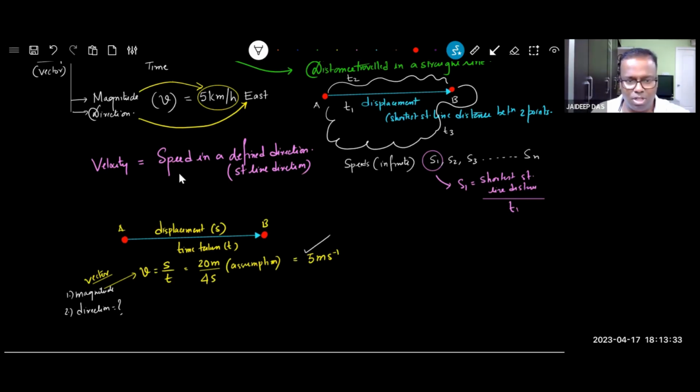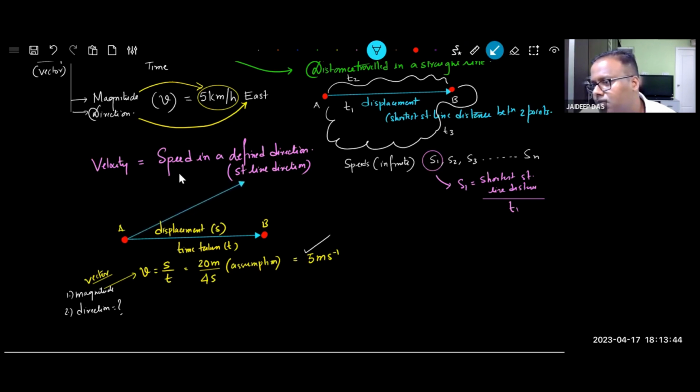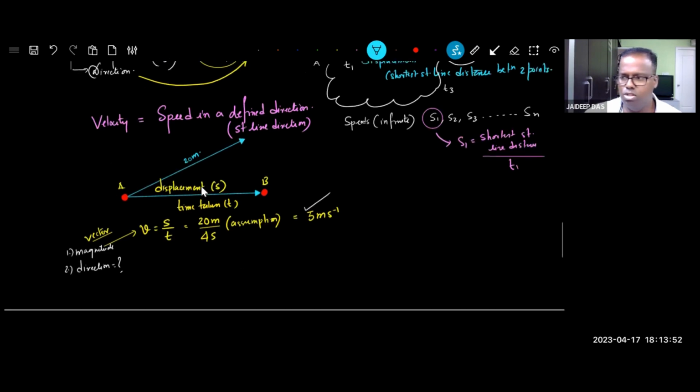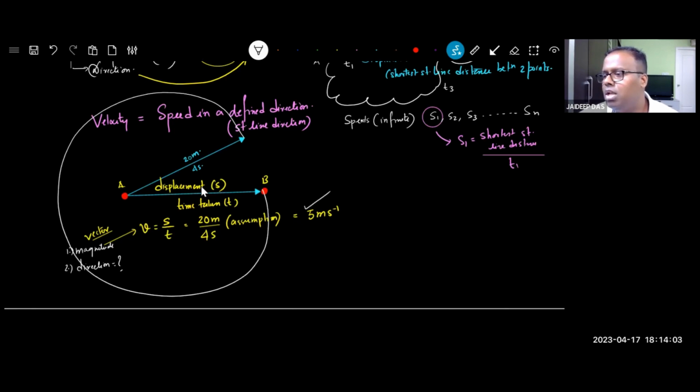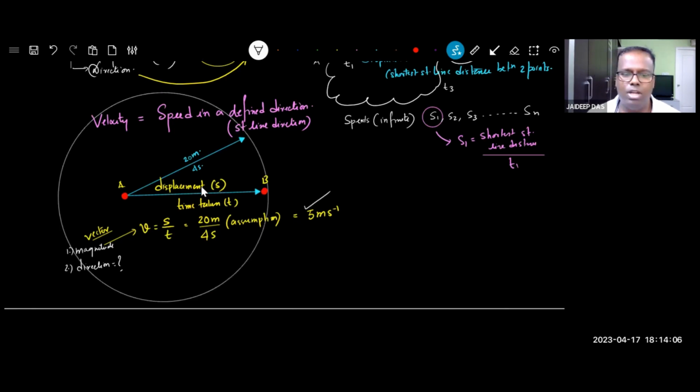Now, why is direction important? Let's understand that. Don't you think that from A, I could have also gone in a straight line like this? In this case also, the distance is 20 meters. Don't you agree? Yes, this is also 20 meters. How much time would I have taken? Sir, you would have taken 4 seconds. Sir, not only that, if you moved anywhere in this whole circle, it would have been 20 meters, 20 meters, 20 meters, 20 meters. Don't you agree? It's a radius. But is that the velocity?